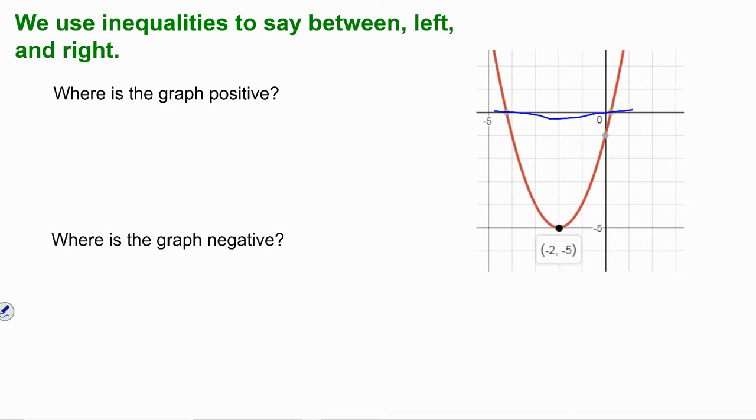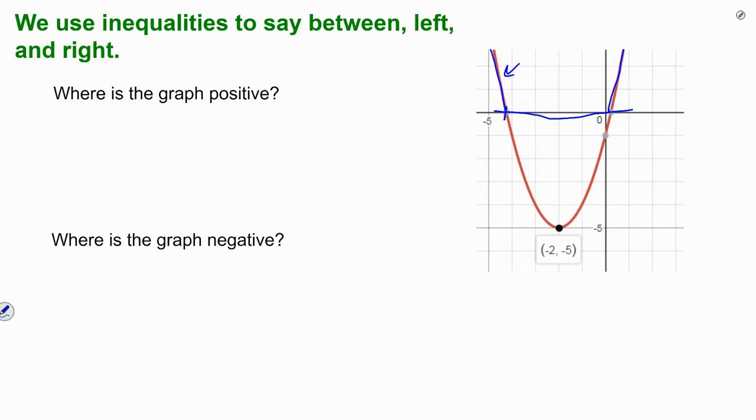I'm going to draw a little line here. We're looking at all the parts above the x-axis for positive. We're looking below the x-axis for the negative. So I notice here that there are two positive parts. I have one part here, and I have one part here. So let's deal with this one first.